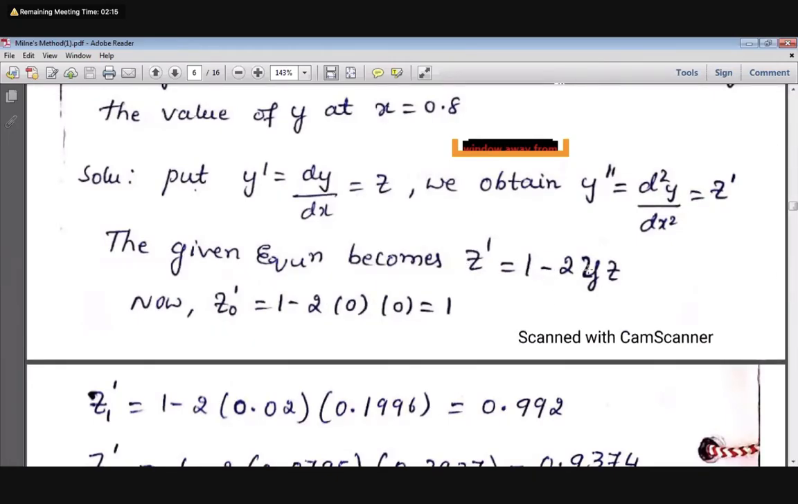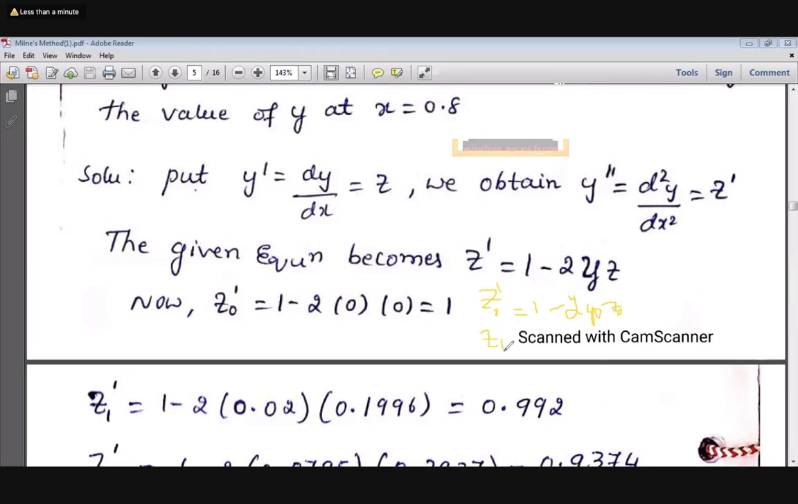z dash is 1 minus 2yz. z0 dash means 1 minus 2 y naught z naught. In that table you have written z naught and y naught, so that you can directly substitute. There will be no confusion.